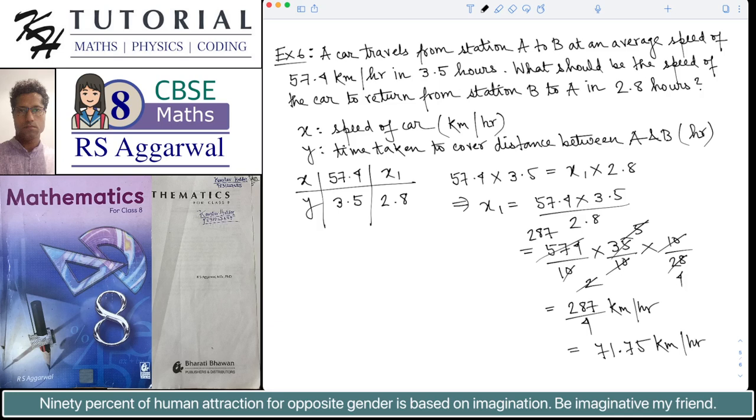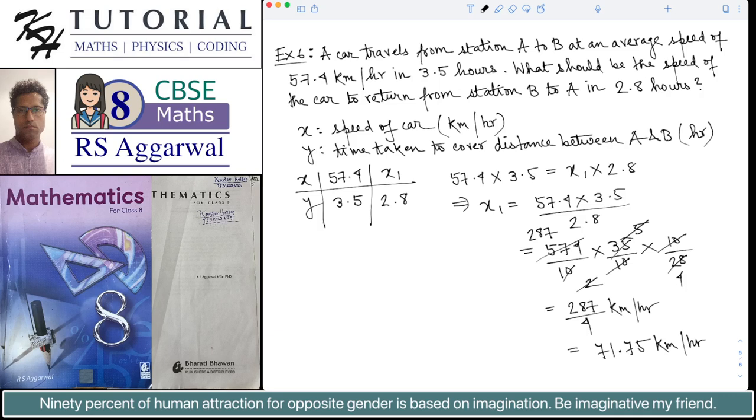Now you can also check from common sense whether your answer is correct or not. Since the distance covered is constant, if the car travels at a higher speed, the time taken to cover the distance will be less, and if the car is traveling at a slow speed, then the time taken to cover the distance will be more. When the car was traveling at 57.4 km per hour, the time taken was 3.5 hours. And if the car is traveling at 71.75 km per hour, the time should ideally be less, which is 2.8. So our answer is correct.